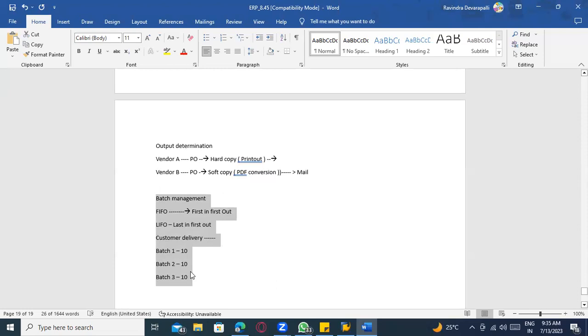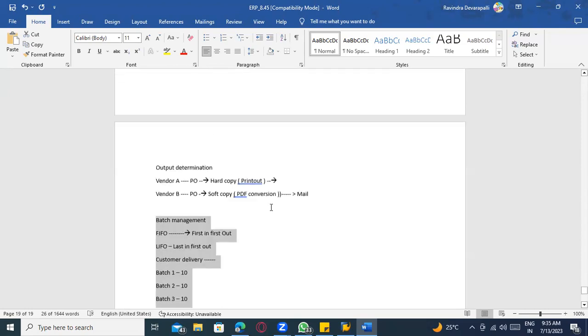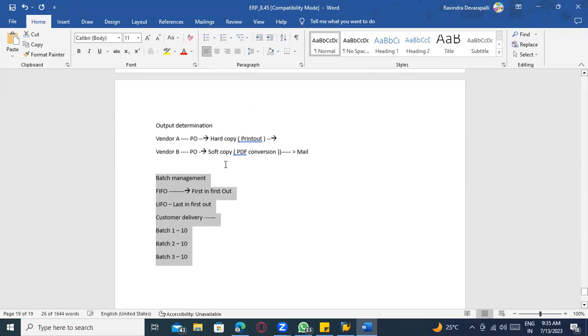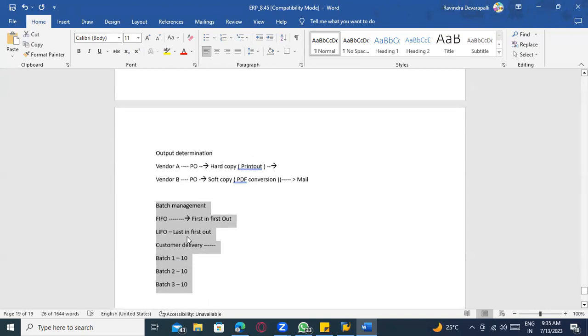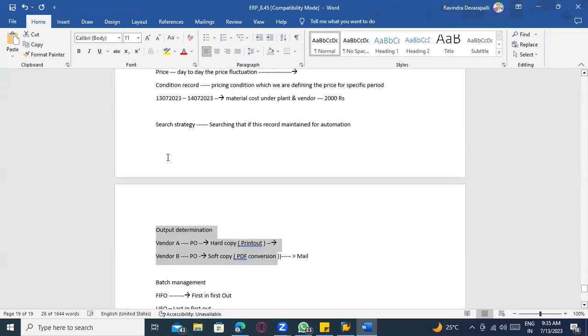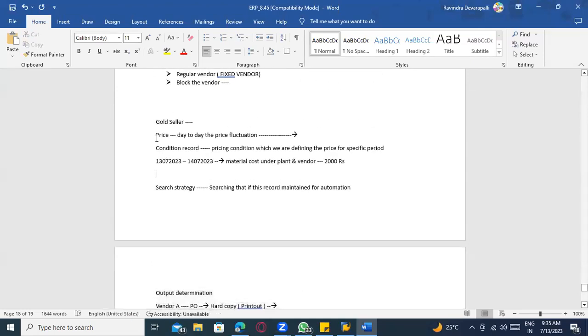So the condition records are basically like a search strategy. Based on the condition you are giving, it will work. Maybe pricing condition, yes, any condition we can put. Again, process to process, this process is different, and the pricing procedure is different. You can put any condition and write a customization also.